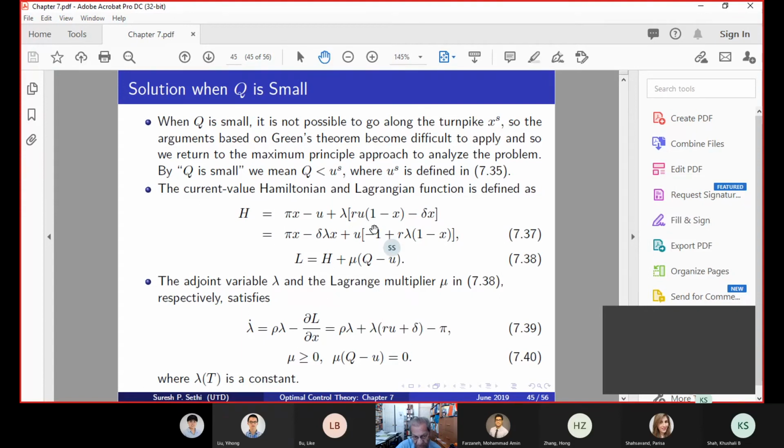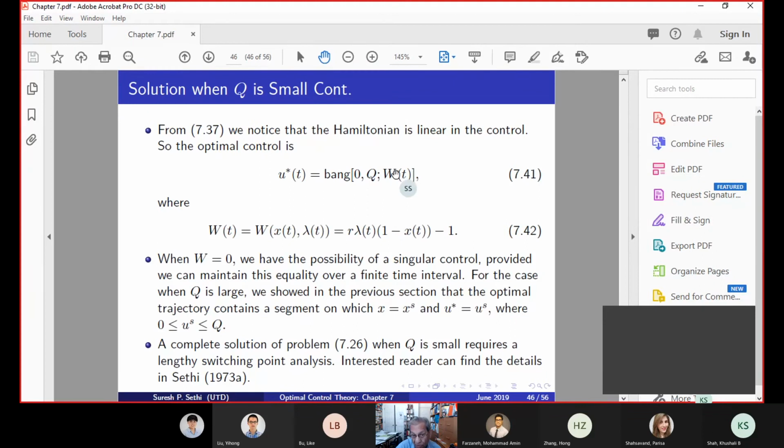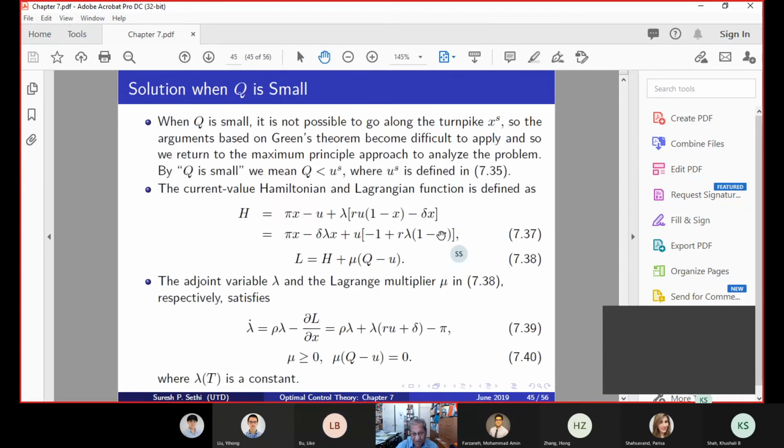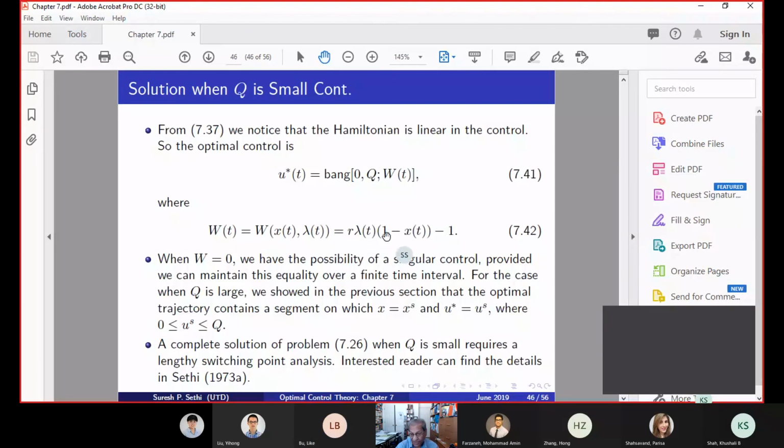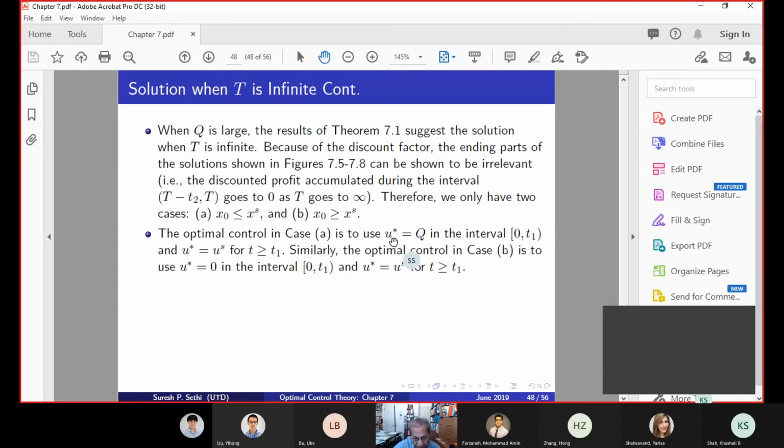Okay, so now what do we do? We have a control which is bang-bang, 0 or Q, and there's a switching function, right? The switching function is exactly R times lambda times 1 minus X, minus 1, right? So now what I want is for this switching function to go to 0 exactly when the control switches from 0 to Q, right? The switching function has to become 0 at that point, because if it was negative, then it has to become whatever.